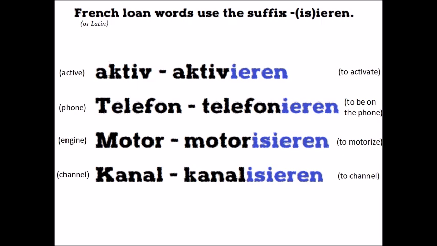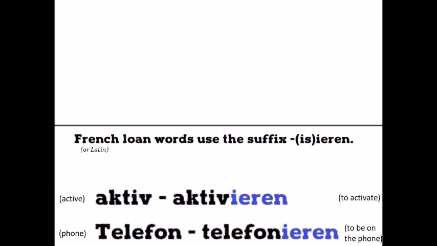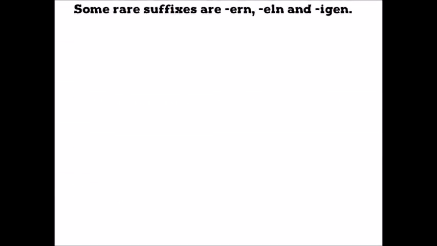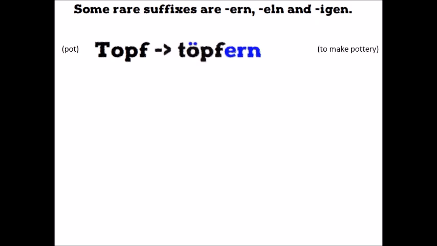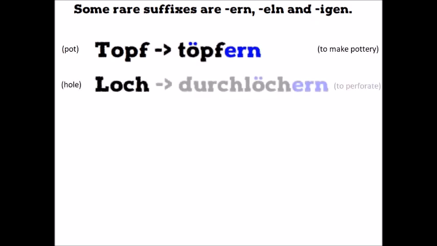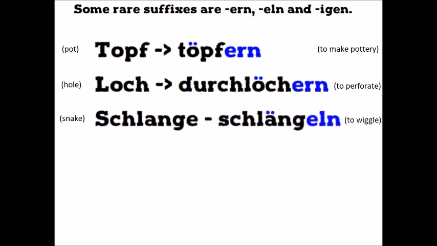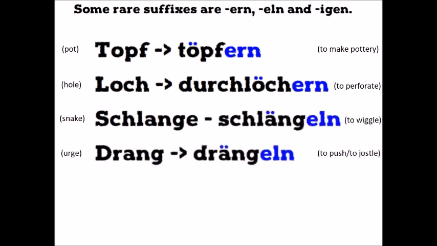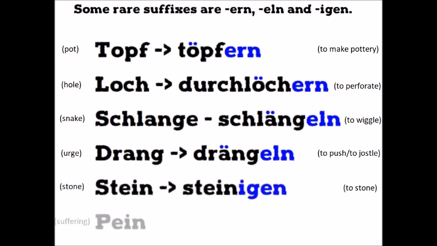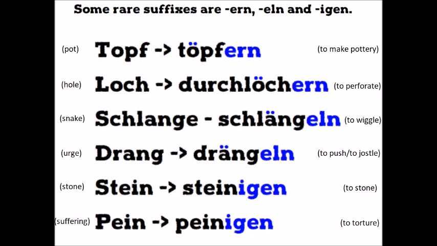There are also a couple of Germanic endings that occur less often, namely ERN, ELN, or IGEN. For example, Topf, töpfern, Loch, durchlöchern, Schlange, schlängeln, Drang, drängeln, Stein, steinigen, Pein, peinigen.